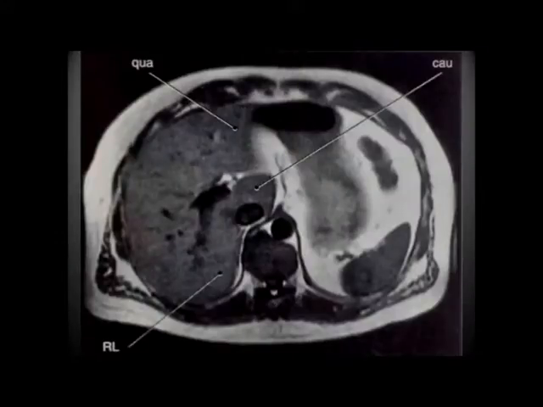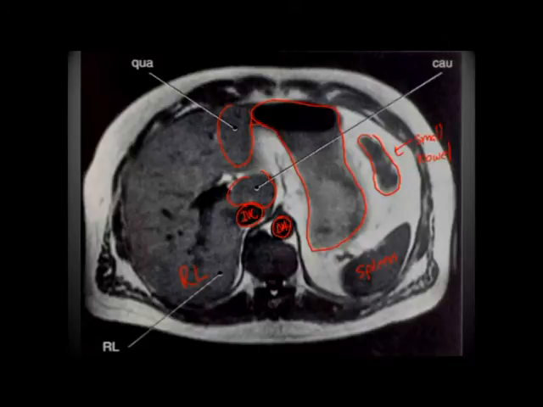Here we have another image. We have the stomach in its entirety, we have some portion of the small bowel. We have the spleen. We have the right lobe of the liver, quadrate lobe here, and then the caudate lobe here. We have the inferior vena cava and the descending aorta still in view.